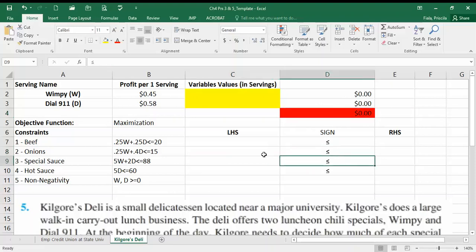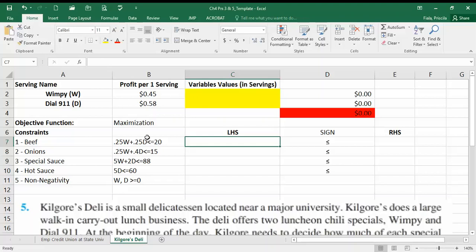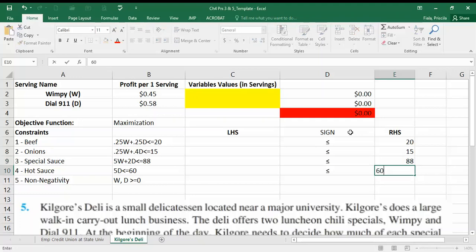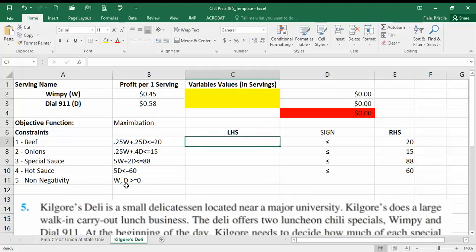Now we're going to go to the constraints. We have the left-hand side, which is before the sign, and then the right-hand side. The right-hand side does not change. This is the maximum you can do. So right here we have 20, correct? No more than 20, no more than 15, no more than 88, and no more than 60, correct? 15, 20, 15, 88, 60. So I repeat it over here. You don't have to put anything on the non-negativity one. We can do that in Solver.